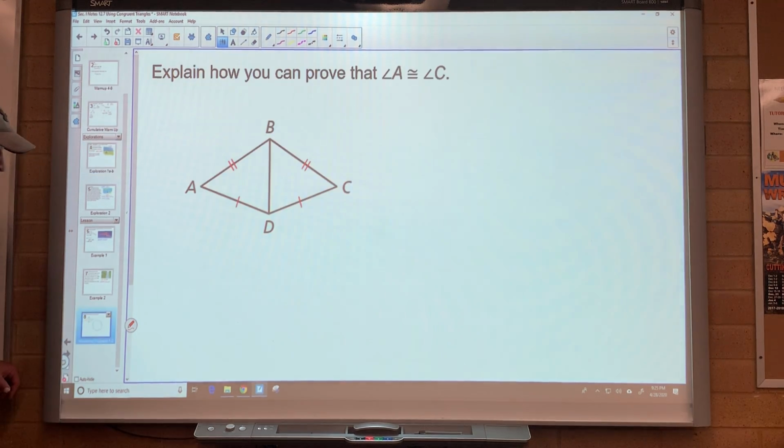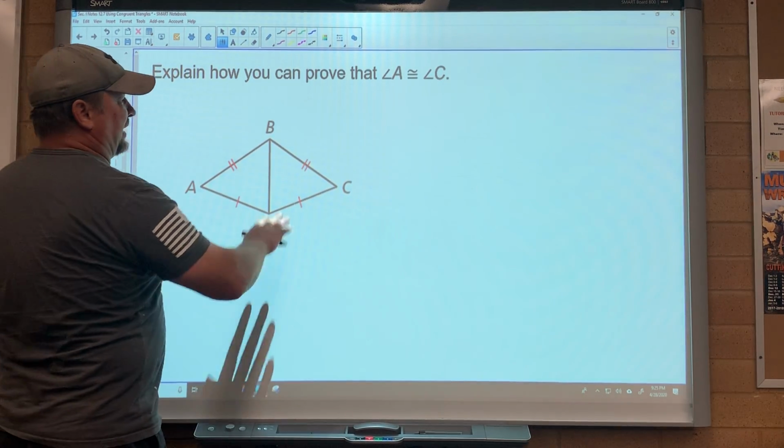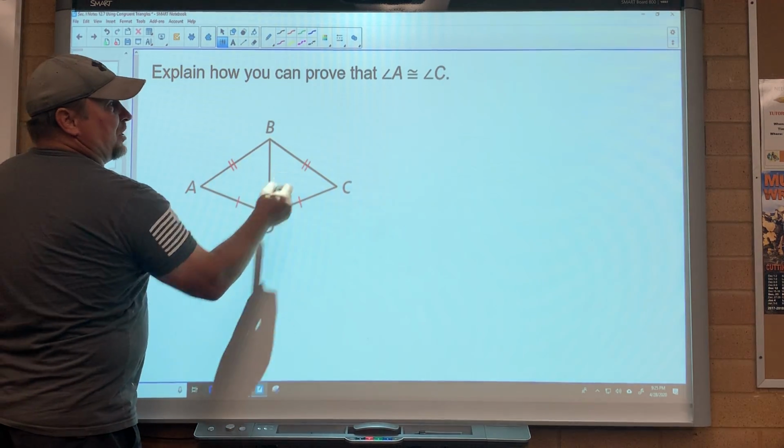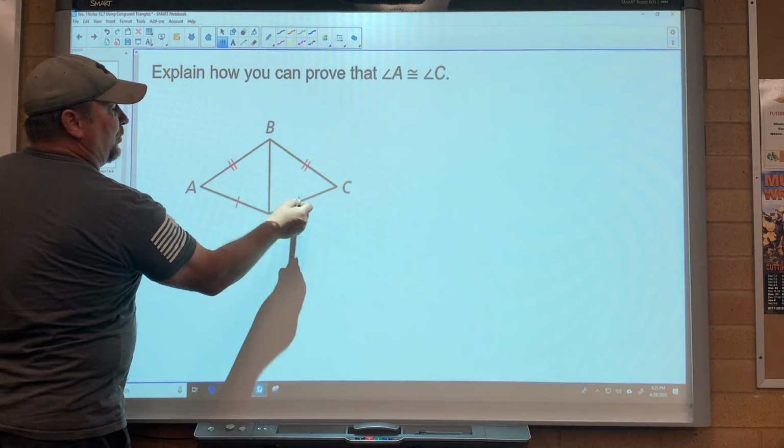So, okay, here's the last slide. It says, how can I explain? So explain how you might prove angle A is congruent to angle C. Well, let's see what we've got. We've got two triangles, one on the left, one on the right, and they've got two markings here, two markings there, one mark here, and one mark there.